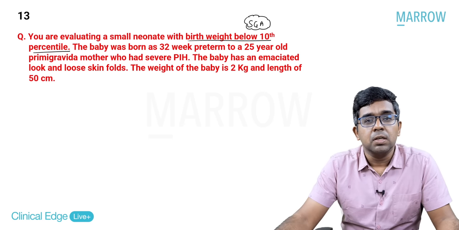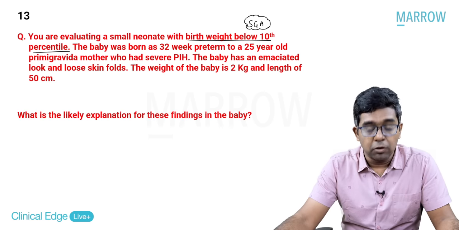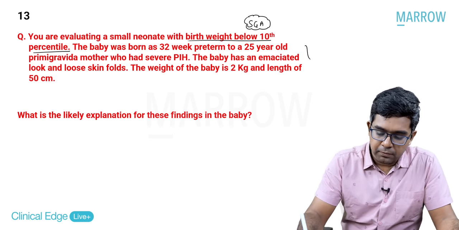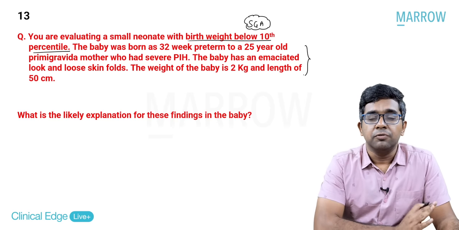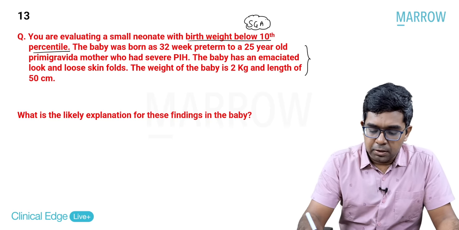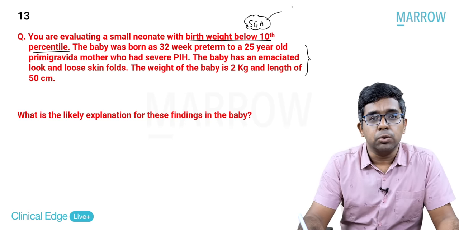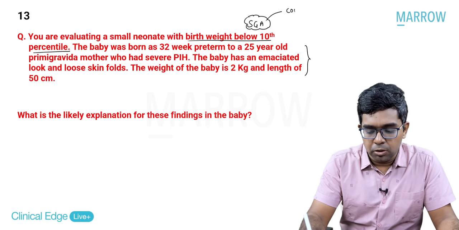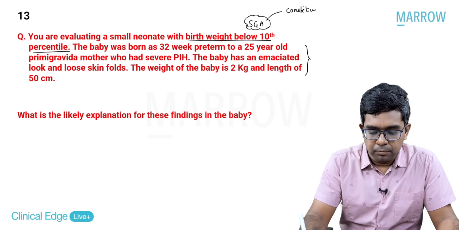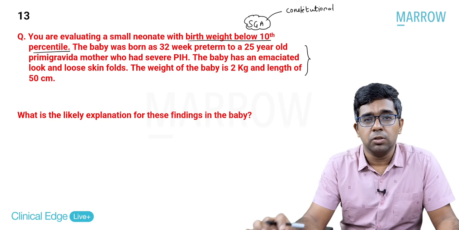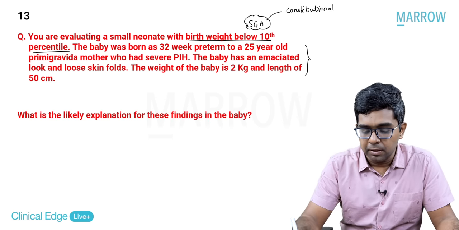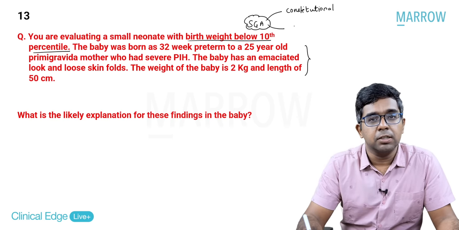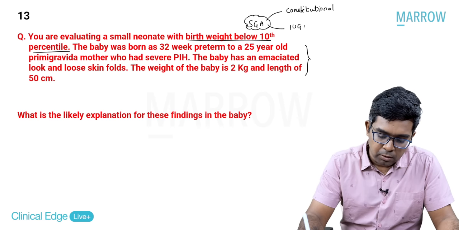Now, the question is, what is the explanation for these findings in the baby? First thing you have to remember is that an SGA baby can be due to a normal variant, which is called constitutional SGA, wherein there are no problems in the baby as such. That is what we call a constitutionally small for gestational age baby. And one more is a pathological condition, which is IUGR.